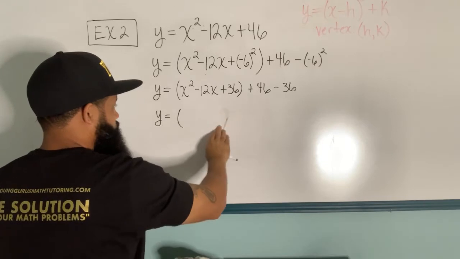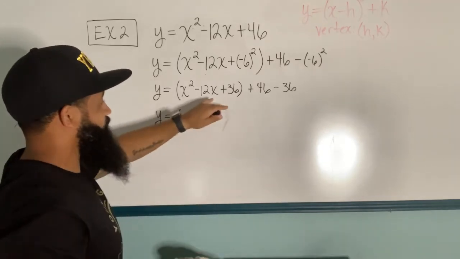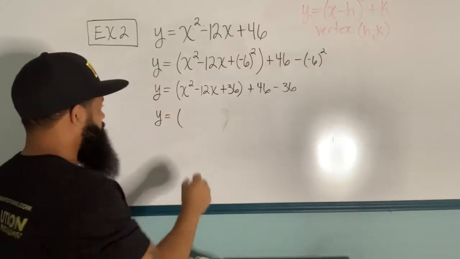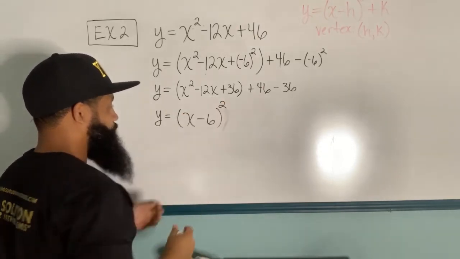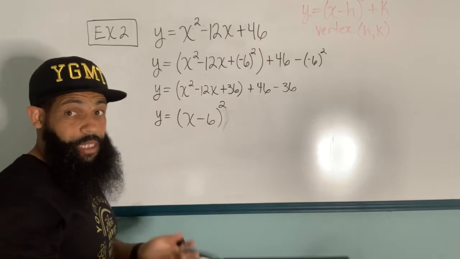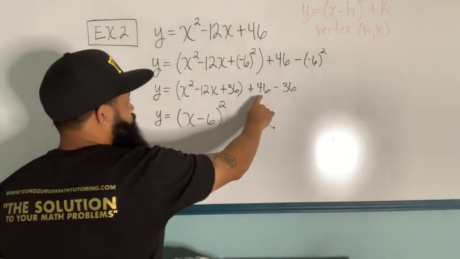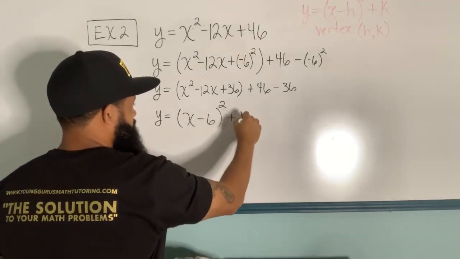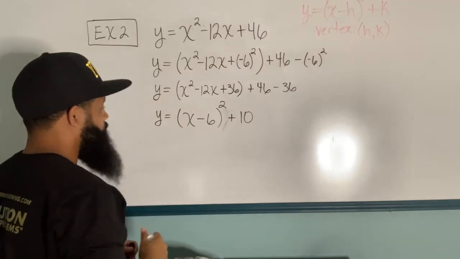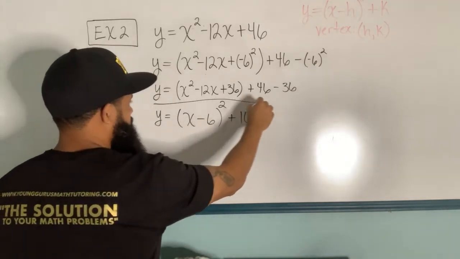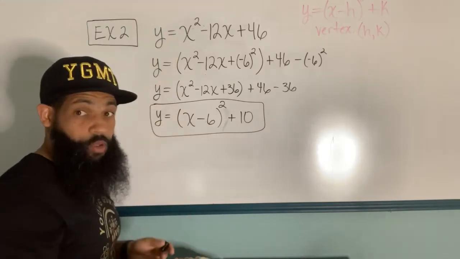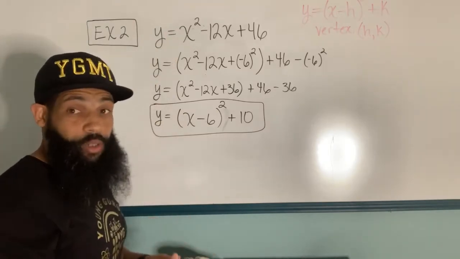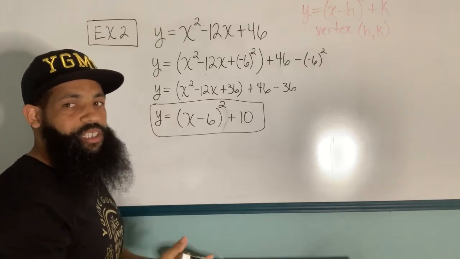All right, so if we factor this, this is x minus 6. It's a perfect square trinomial. So I can say x minus 6 to the second power, because it's the same thing as x minus 6 times x minus 6. Now, 46 minus 36 is just 10. Okay? So this is vertex form. So standard form, vertex form. Same quadratic equation, but just a different form of it.